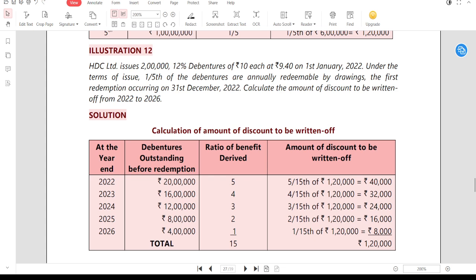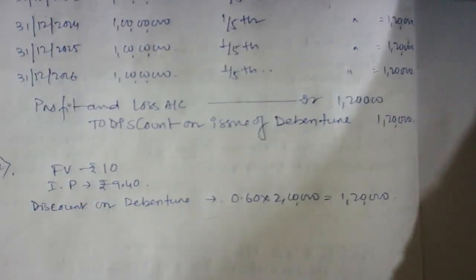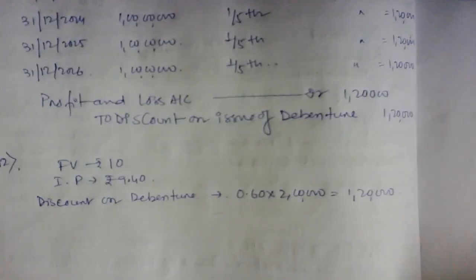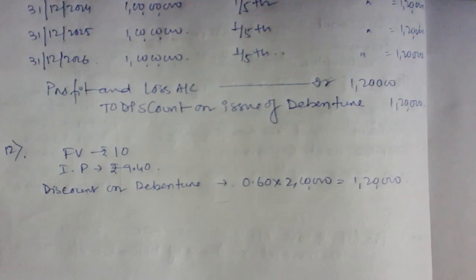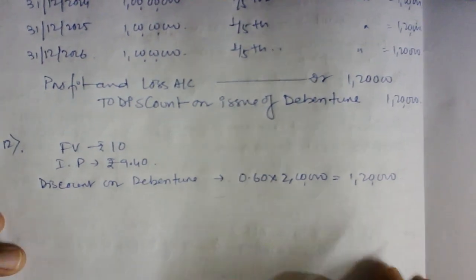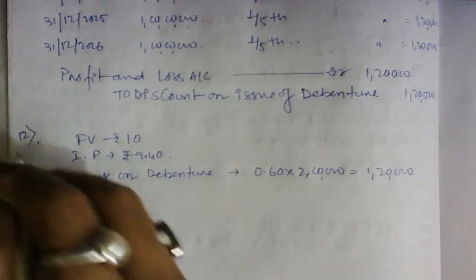So discount on debenture 0.60 into 2 lakh, it is equal to 1,20,000. अच्छा, मैं आपको अभी दिखाता हूँ. Face value is 10, issue price is 9.40, discount on debenture is 0.60 into 2 lakh, it's 1,20,000. Okay, 1,20,000.